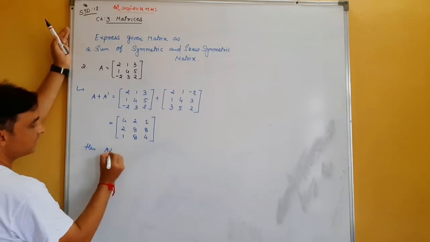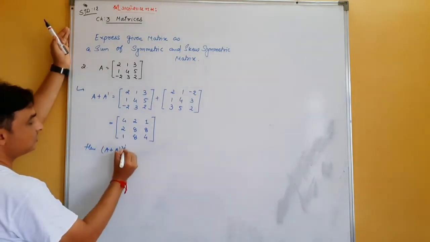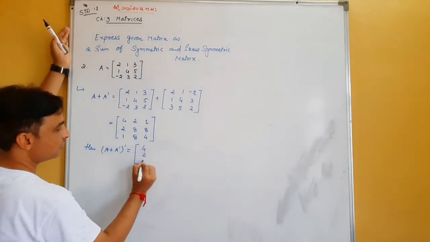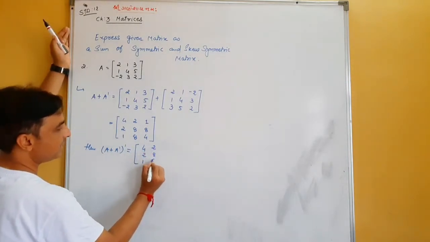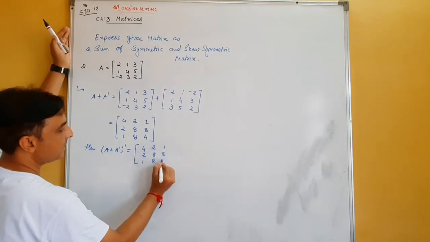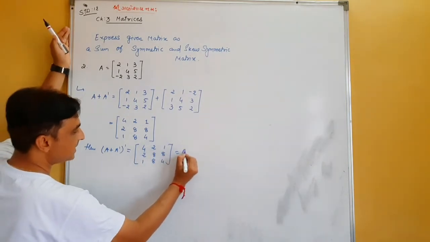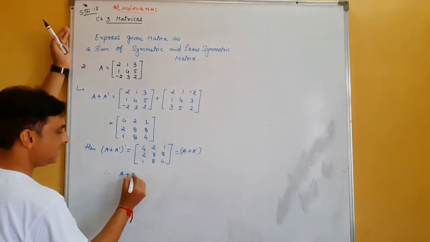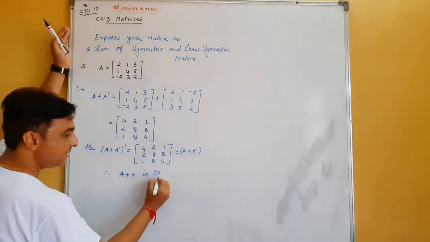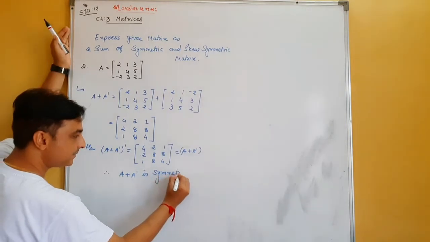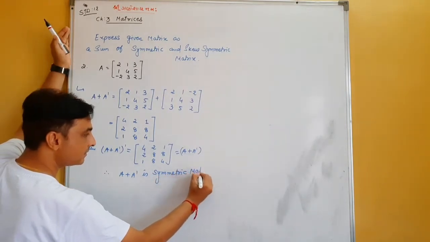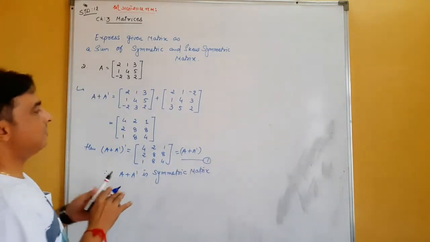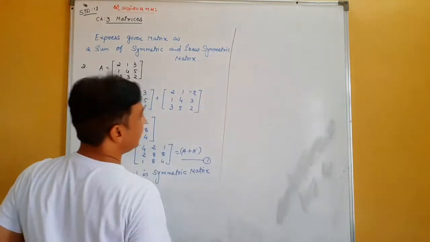Here, the transpose of A plus A dash is [4 2 1; 2 8 8; 1 8 4], and that is nothing but A plus A dash. That means A plus A dash is a symmetric matrix. Say this is 1. Now find the skew symmetric matrix.